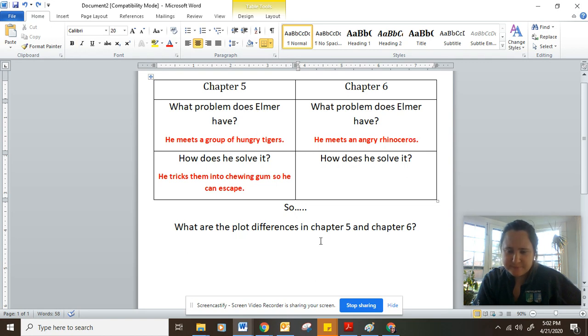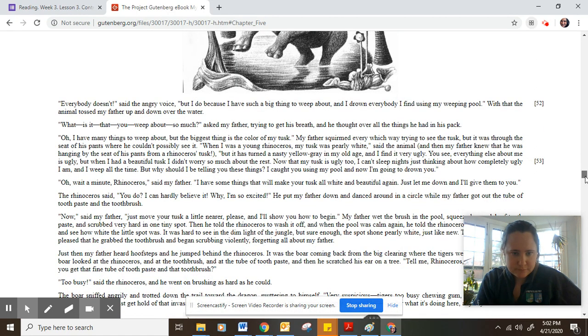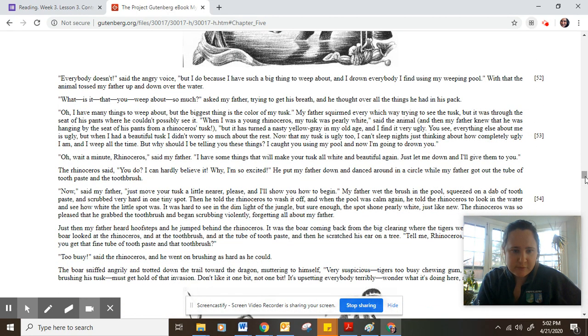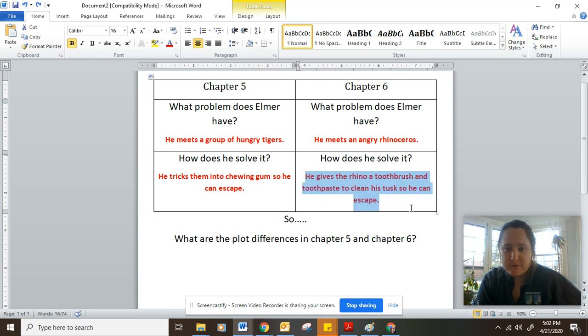How does he solve it? Going back to the text. He remembers that he has a tube of toothpaste and a toothbrush. He gives that to the rhinoceros. He gives the rhino a toothbrush and toothpaste to clean his tusk so that he can escape. So now that I have all of this, it's time for me to think, what are the plot differences in chapter 5 and chapter 6?